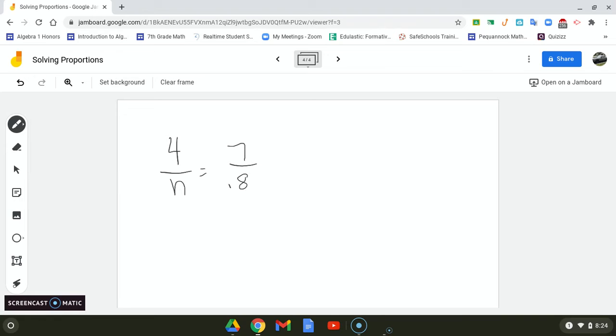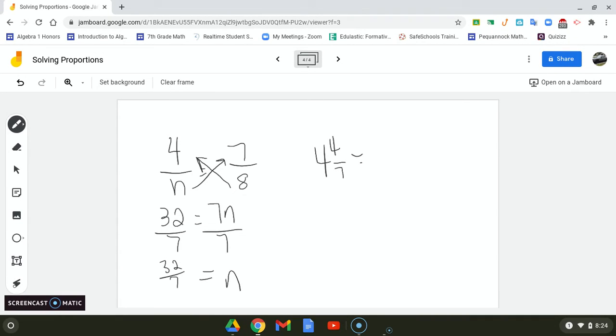So again, we're going to say we have 8 times 4. So that's 32 is equal to n times 7, which is 7n. And then we have to find out what n is. So we would divide both sides by 7. And we would say that n is going to be equal to 32/7. And again, we could turn that into a mixed number if we choose to. So let's make that 4 and 4/7. And that would be equal to n.